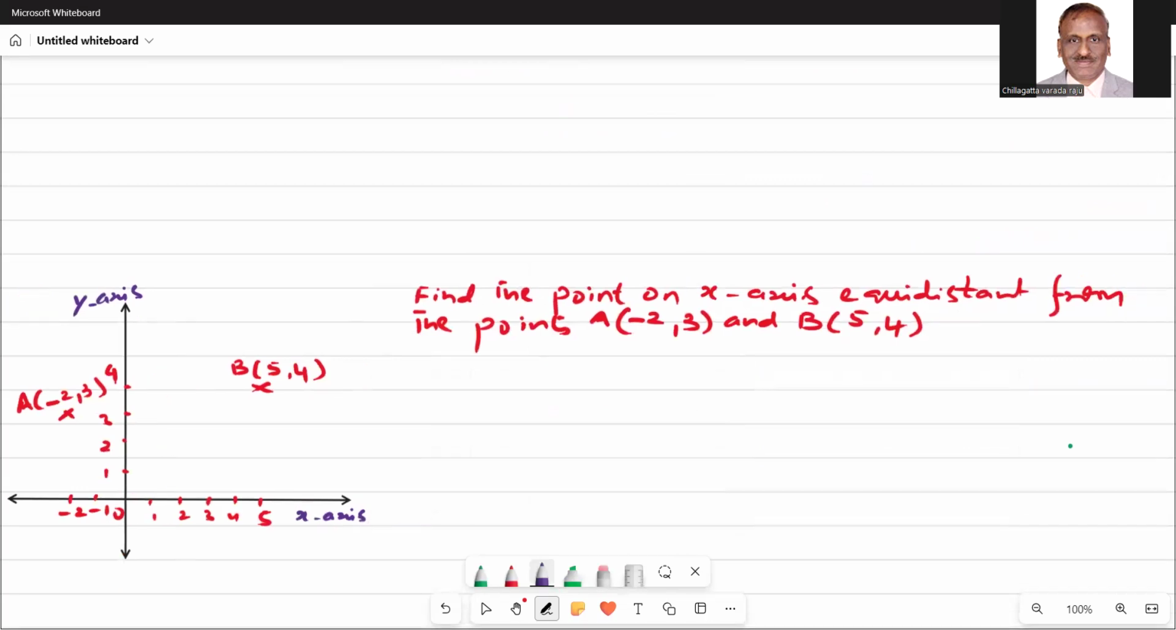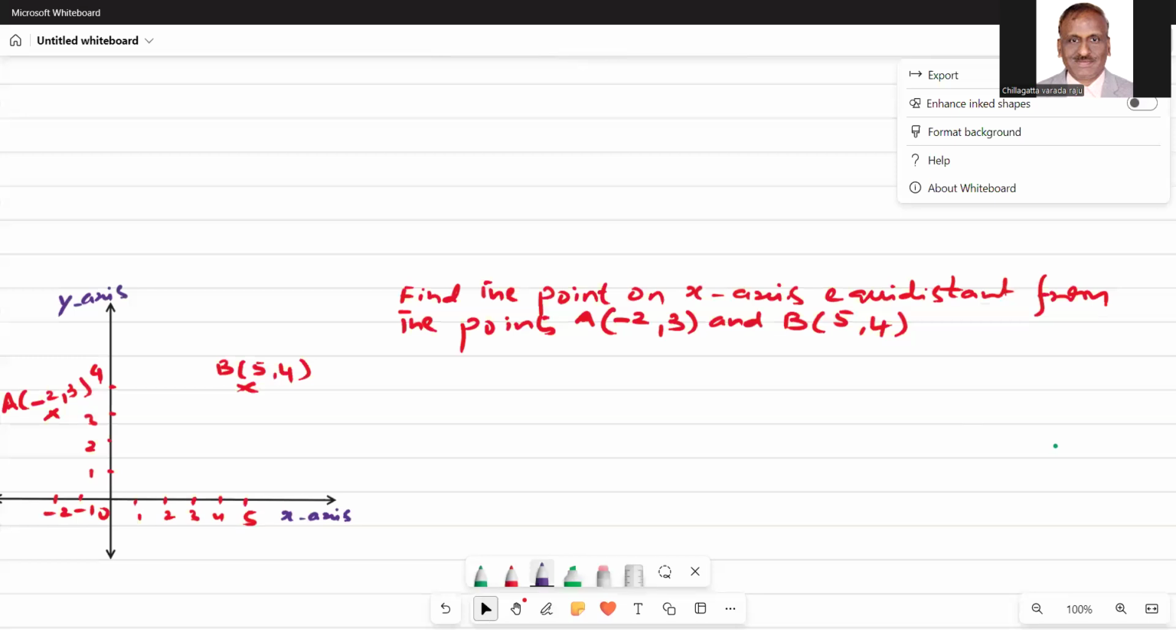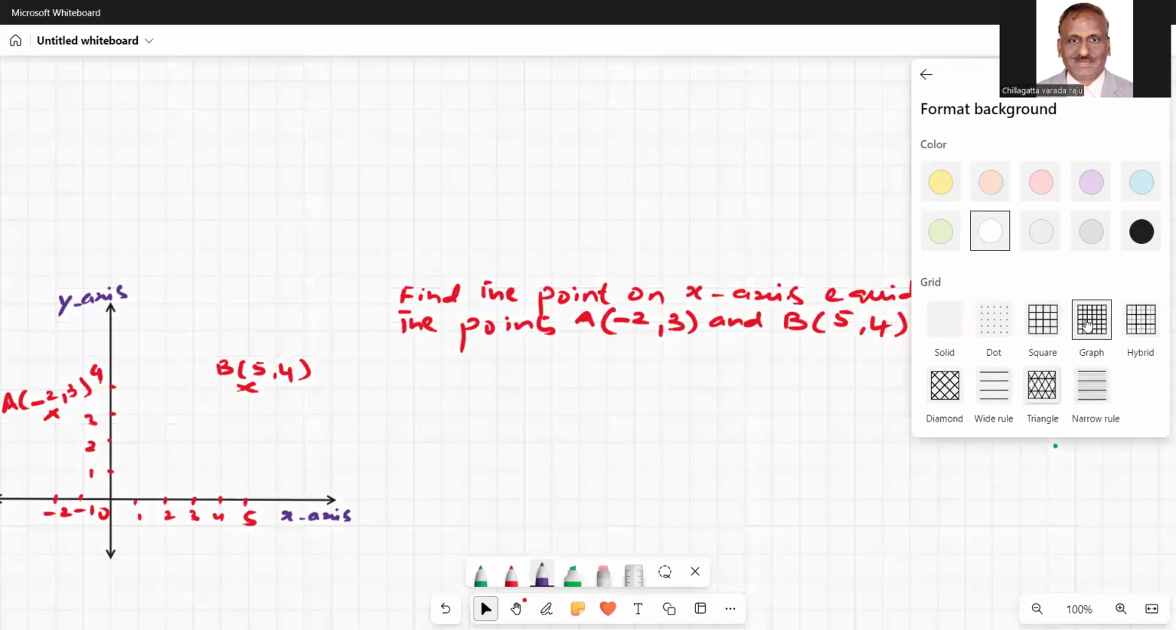And the next question taken here is: find the point on x-axis equidistant from the points A (minus 2, 3) and B (5, 4). I've drawn the graph here. Just see that graph, how the points are plotted, how the question is given. Based on that, we'll go ahead with the problem.